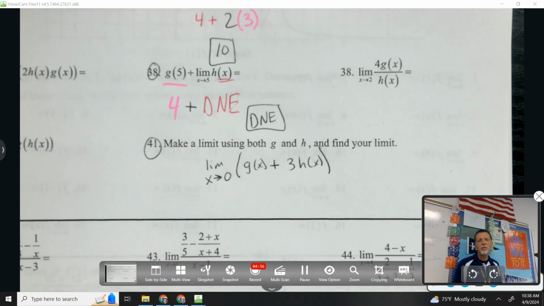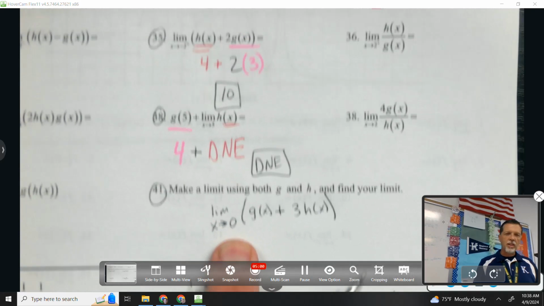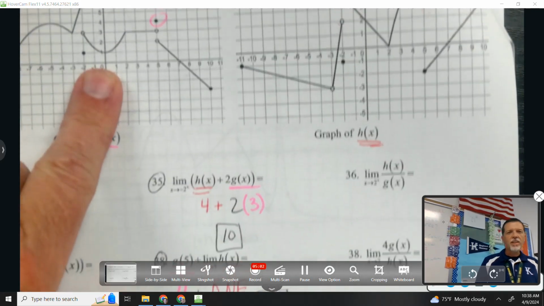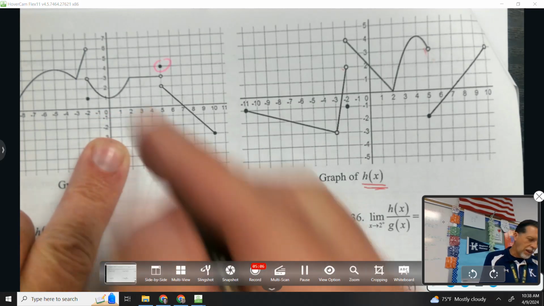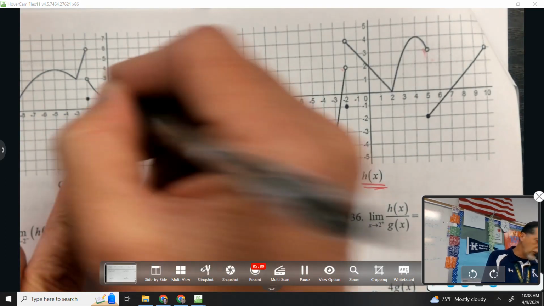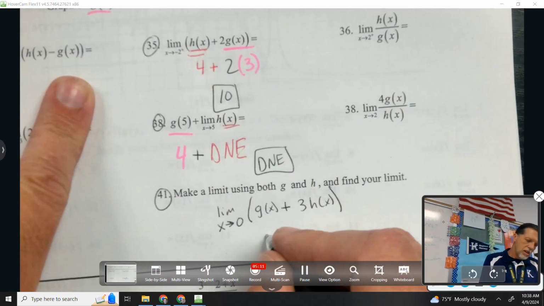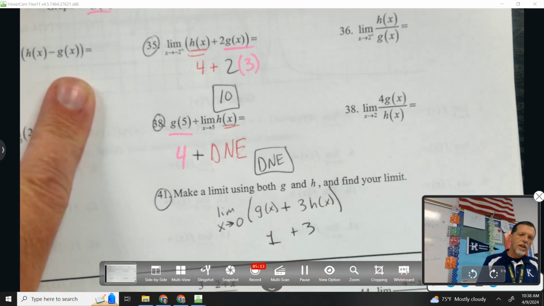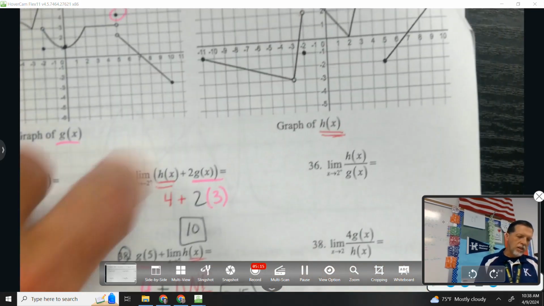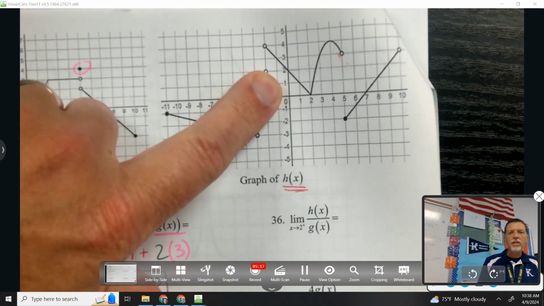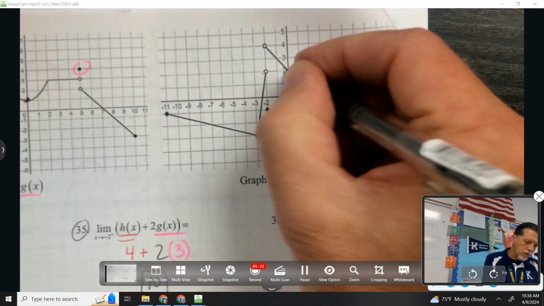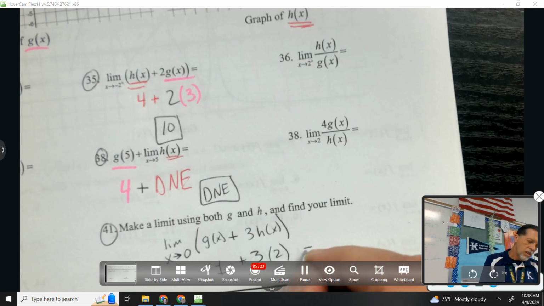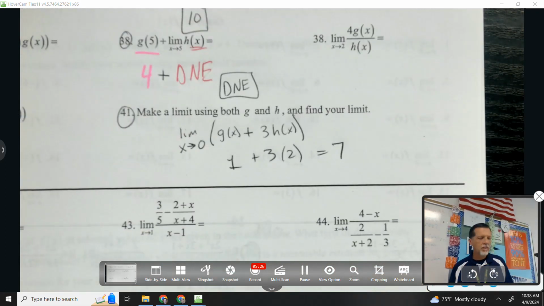And so sometimes students get so good at the weird ones that when they want the limit as x approaches 0 of g of x, they like panic because they're like, oh, there's no dots, there's no jumps, there's no infinity. It's like, yeah, that's what makes it easy. The answer is just 1. And same thing for h. Limit as x approaches 0. There's no dots, there's no jumps, there's nothing crazy. It's just 2. So 1 plus 6 is 7.